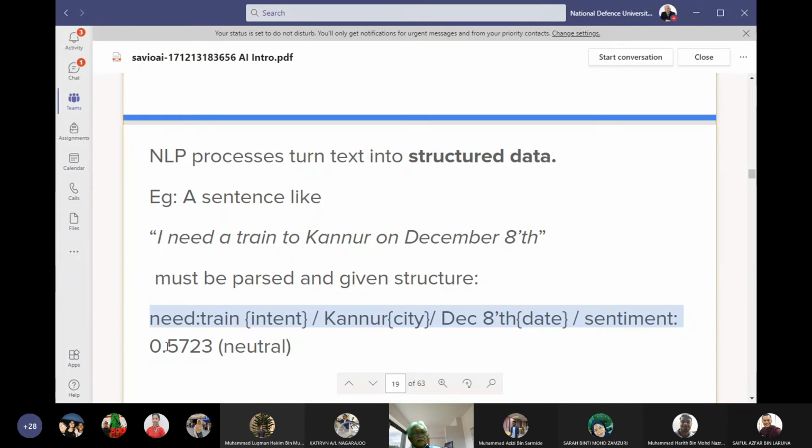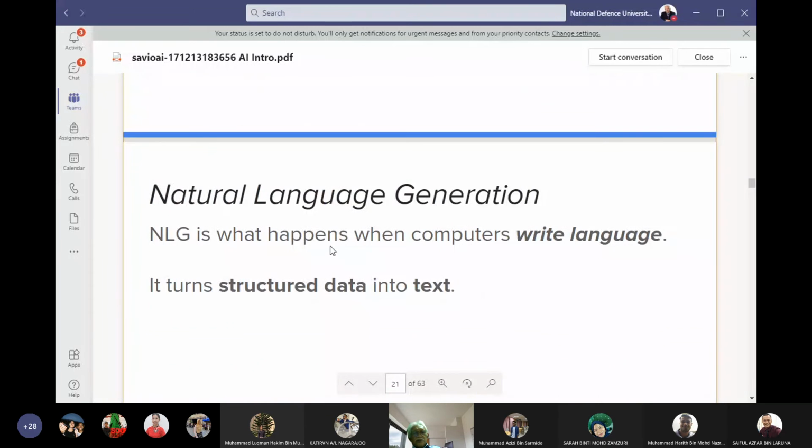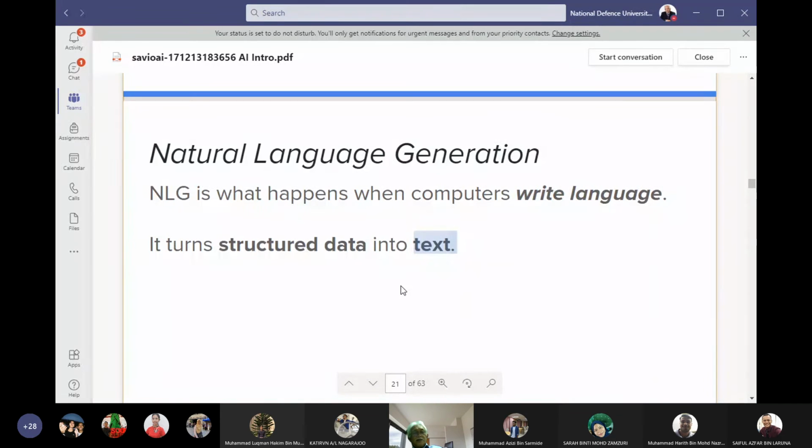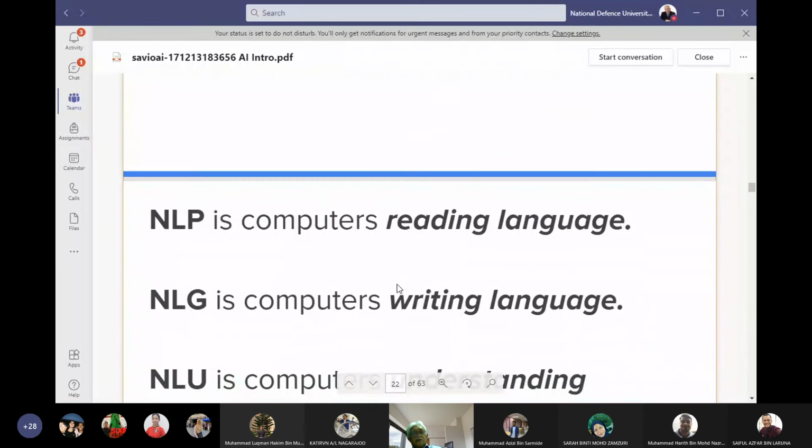But in order to produce, to generate natural language, the other way around. From structured data into text, okay? Yeah, this can be your final year project, yeah? How you translate your data in your database to natural language. Yeah, can be a nice project to do.